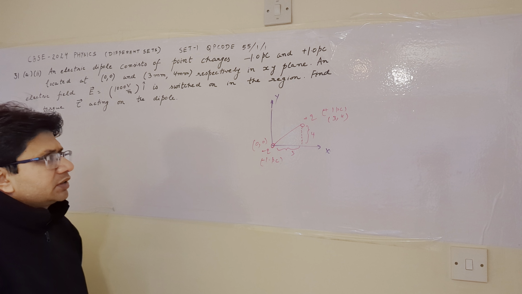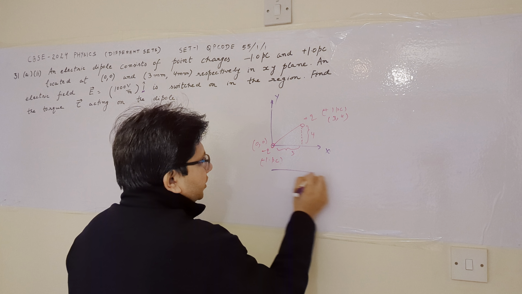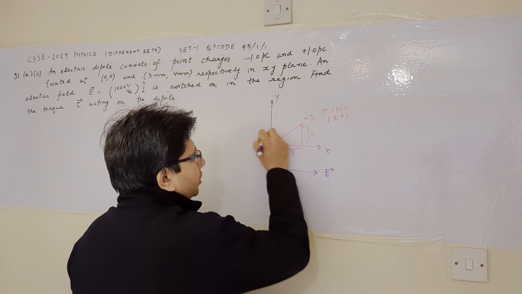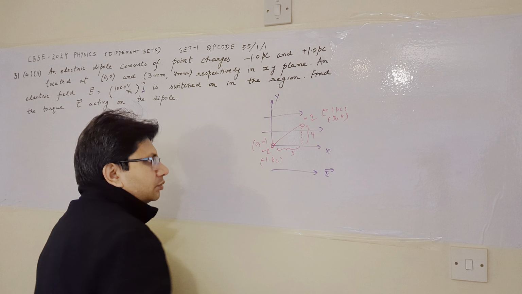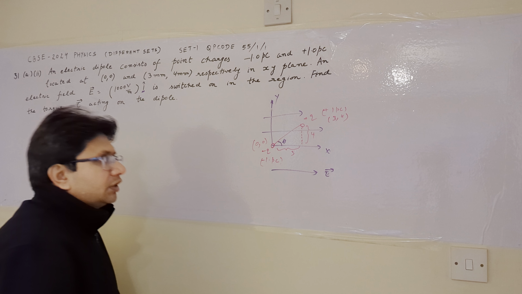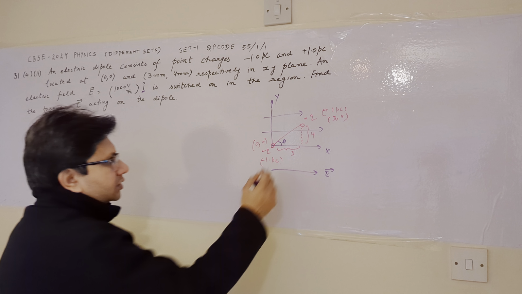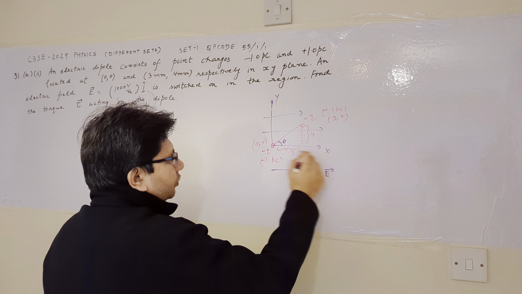Now it is said in this problem that an electric field is switched on in the region in which the dipole is placed. The electric field equation, with this i cap, suggests that the electric field is in the positive x direction. So the field direction is like this. This is the electric field, in the positive x direction. This particular angle is the angle which the electric field makes with the dipole.